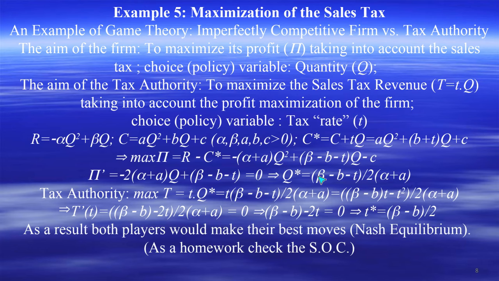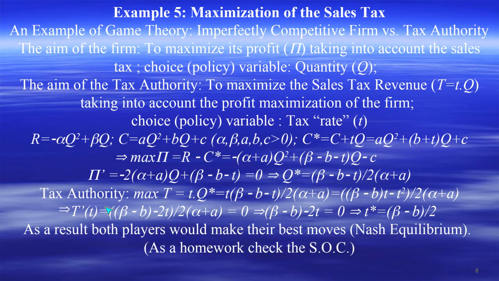Here we have Q star with beta minus B minus T. So T, first of all, should not be greater than beta minus B. Otherwise, Q star will be negative, and then the gasoline station will not sell gasoline. It's not said in the problem, but we just observe it from here.